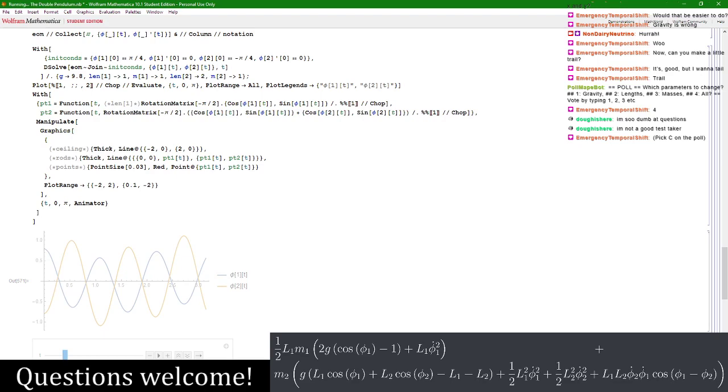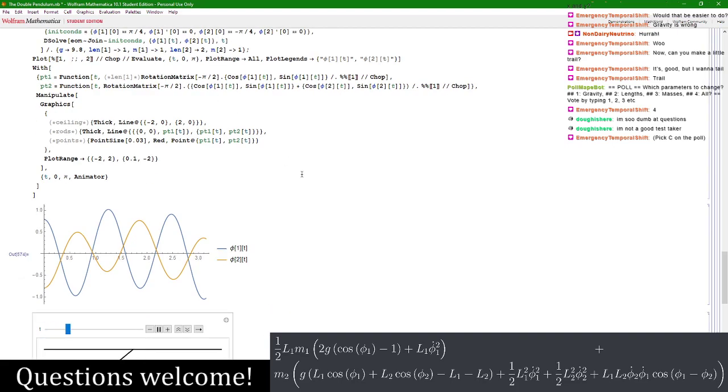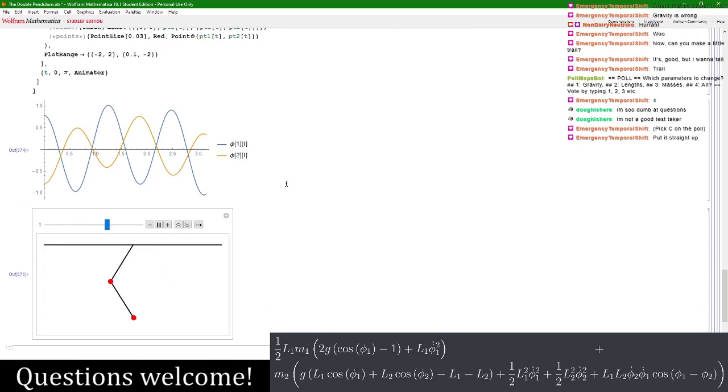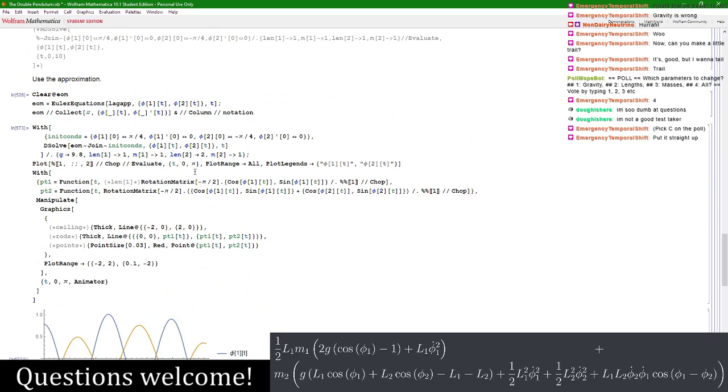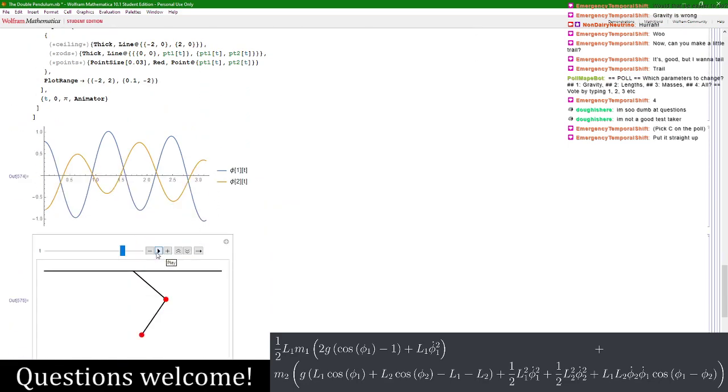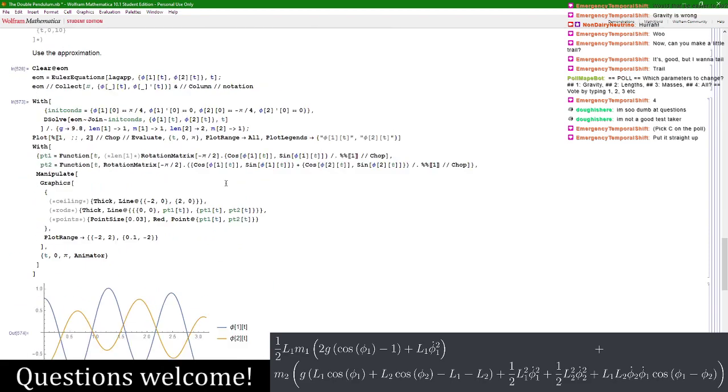Let's try that. Just for starters. Well, that's not very illuminating. Put it straight up. Oh, that's a good one. Let's do that. Okay, so let's go... Nope, that's one. Such bad coding. Okay, so let's see.